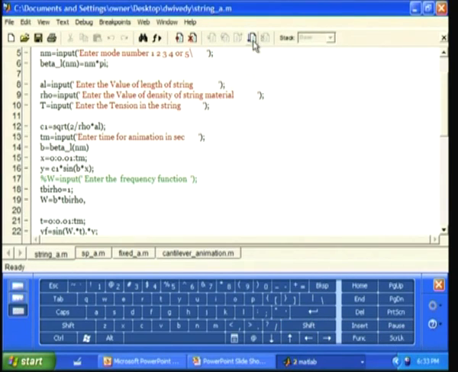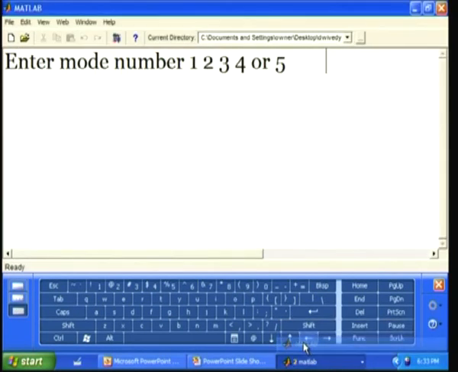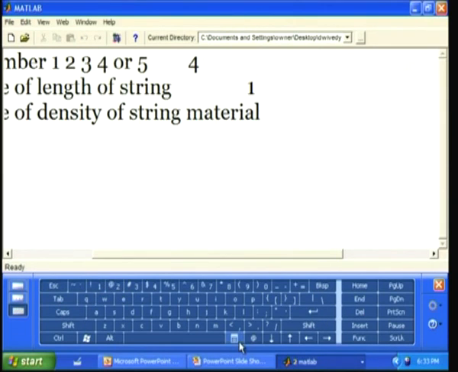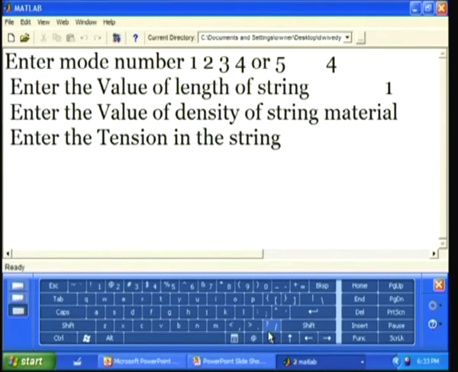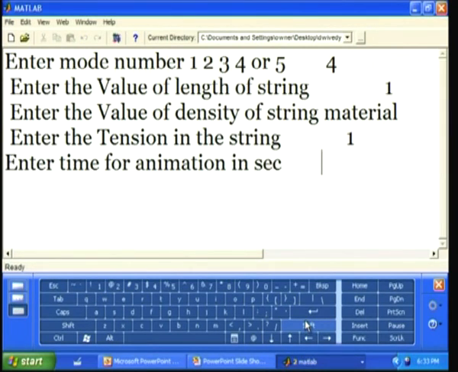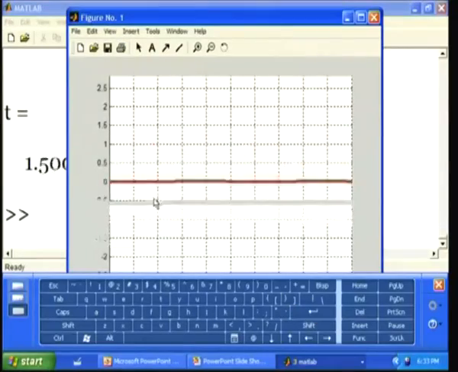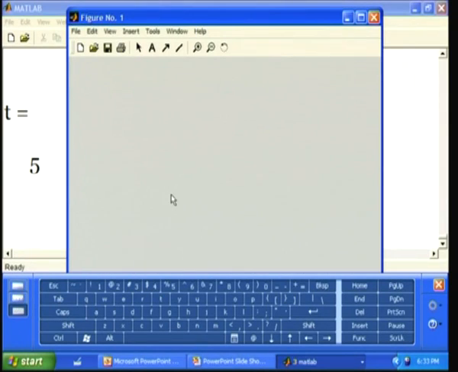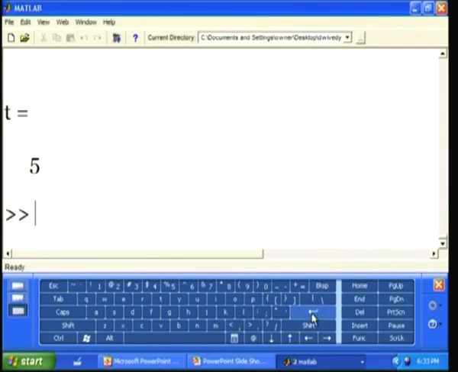So, the fourth mode you can take in this way. So, let us find it for the fourth mode. Putting the material density and the tension, you can put different tensions, different length and different density of the material. You can animate and you can see clearly there are 4 different points at which there is no displacement of the system. These are known as the node points of the system.